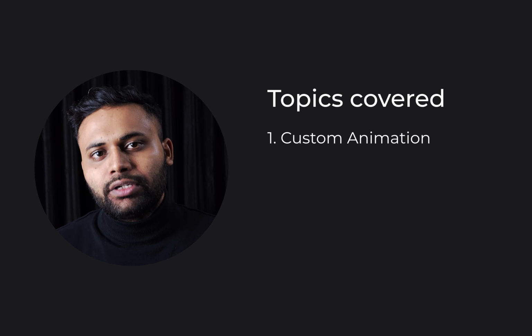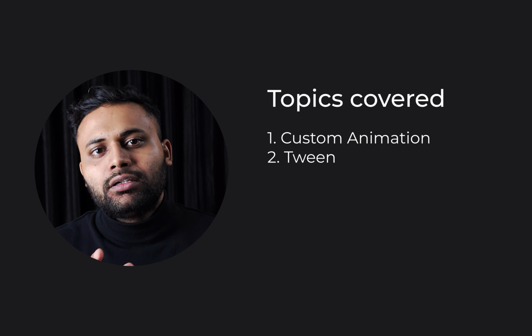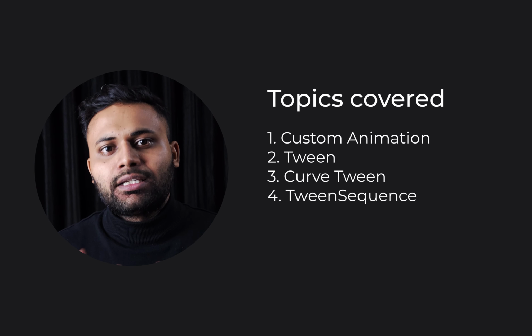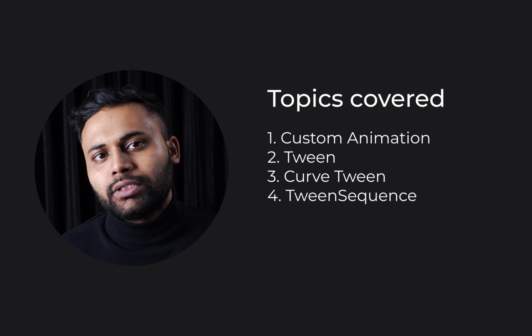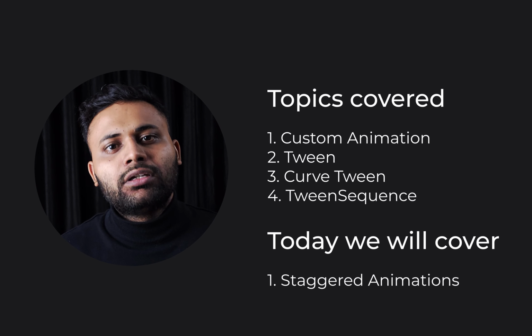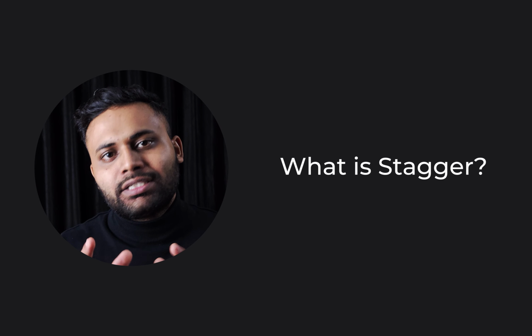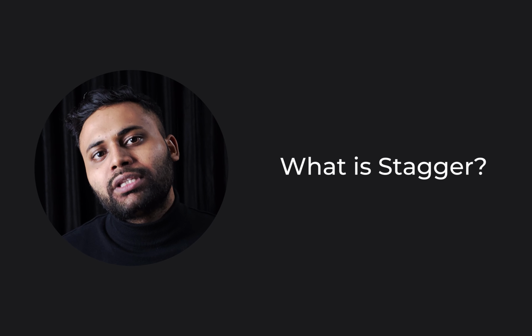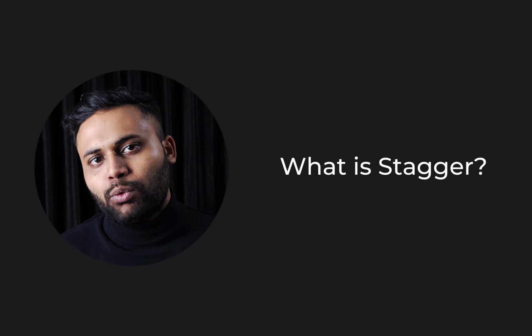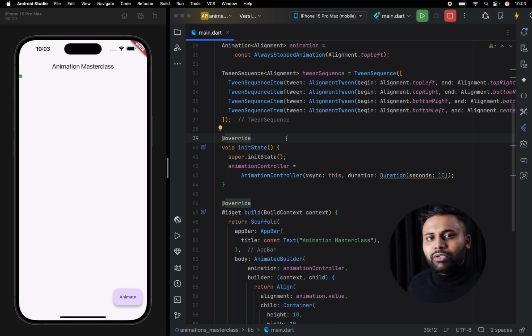So far, we have covered animation controller, tween, curve tween, and tween sequence, and in this video, we are going to cover staggered animations. So what is the meaning of stagger? Stagger means running two or more things concurrently or sequentially. So let me show you in the code what we are going to do.